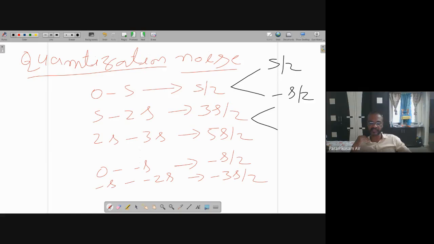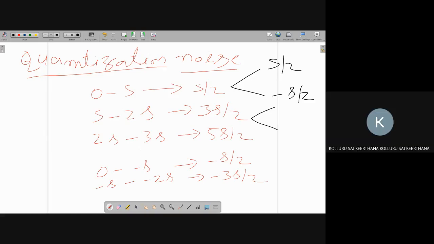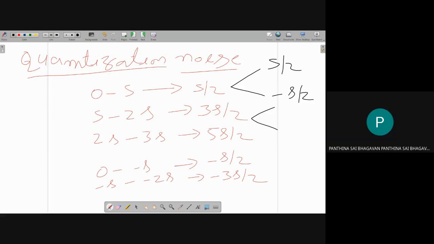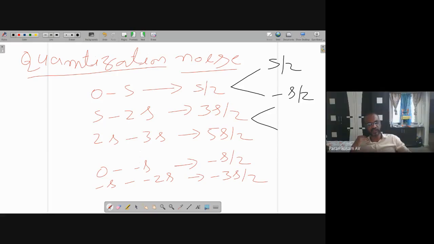(1.5S minus S). What is the value? S by 2. Suppose the input is 2S. That value is also approximated by 3S by 2. What is the output? What is the error? S by 2 minus 3S by 2, that is minus S by 2.